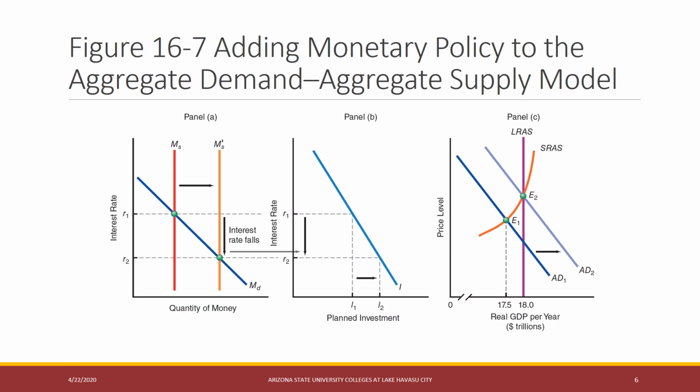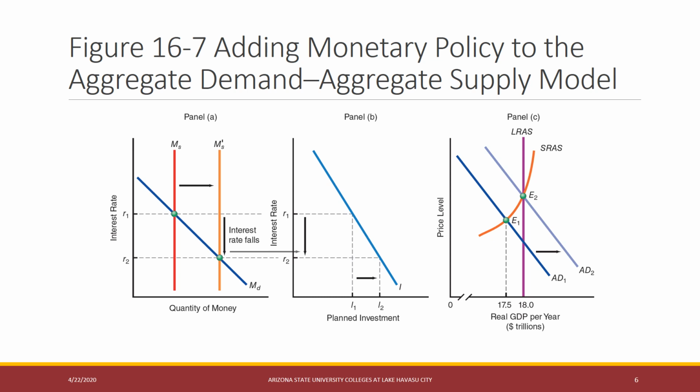Please pay your attention to this figure, that is adding monetary policy to the aggregate demand and aggregate supply model. In panel A, as you can see here, a demand for money function, which is represented by MD, is given. It slopes downward to show that at a lower rate of interest, a larger quantity of money will be demanded. The money supply is given initially as MS. So, the equilibrium rate of interest will be R1.